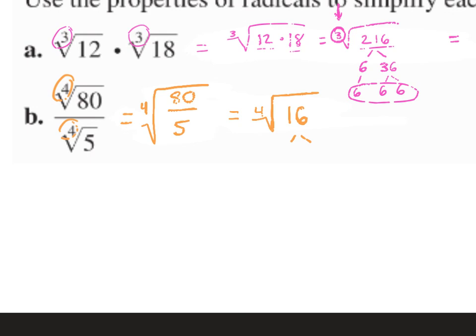Is our answer positive, negative, or both? Both. Because our index is even, we have 2 answers. So it's the positive and negative 2. That's why. So that 4 out front makes it a positive or negative 2. Any questions on this?